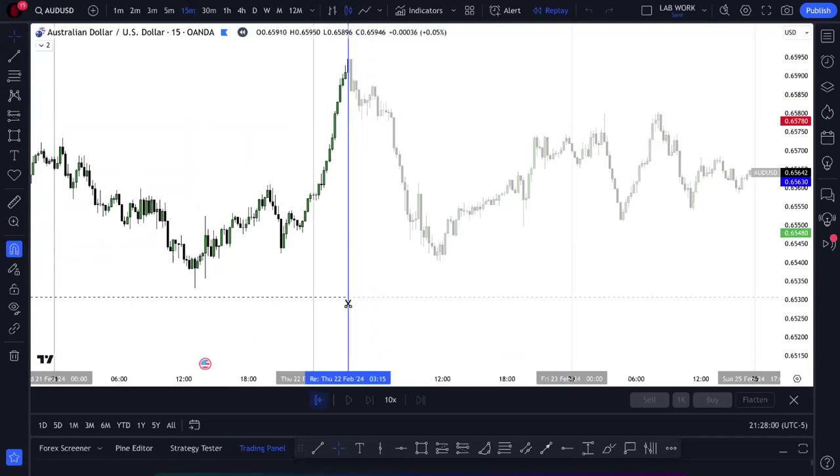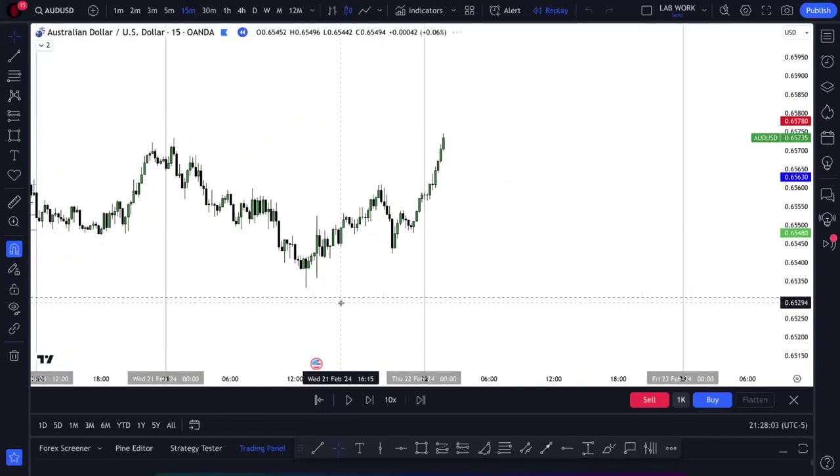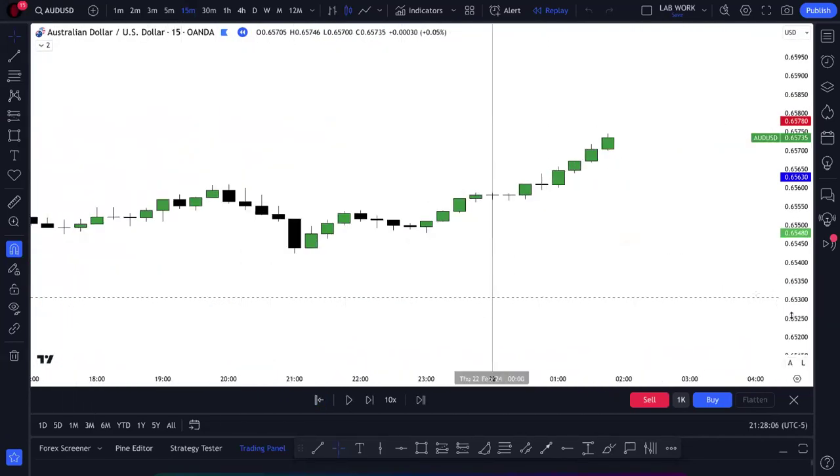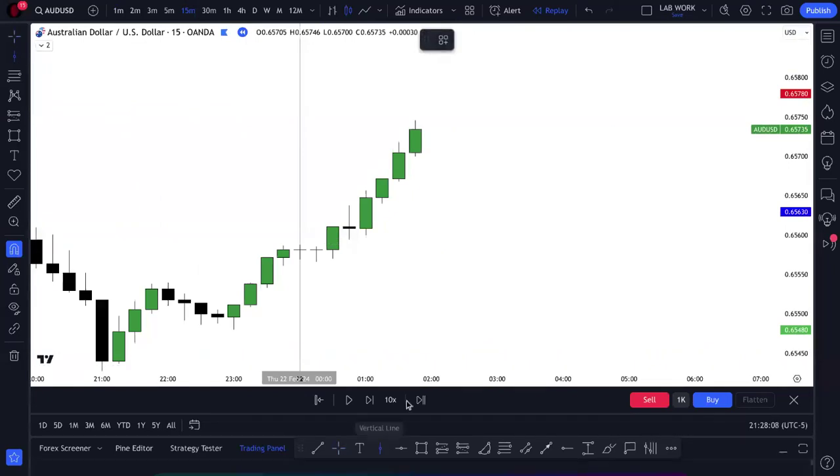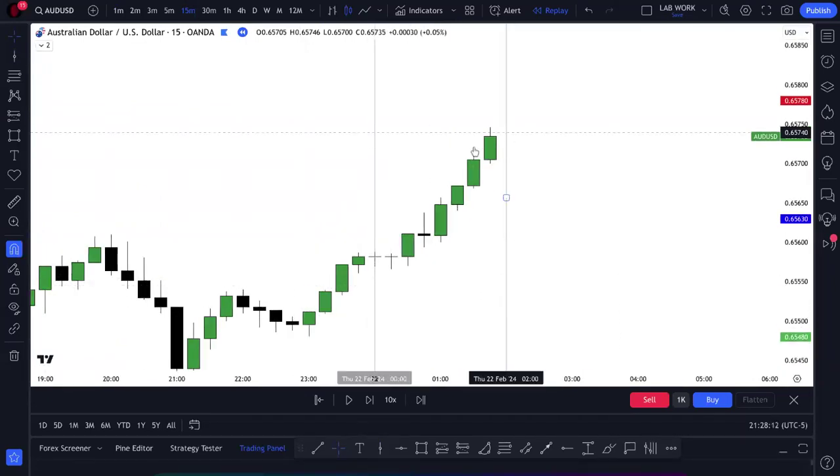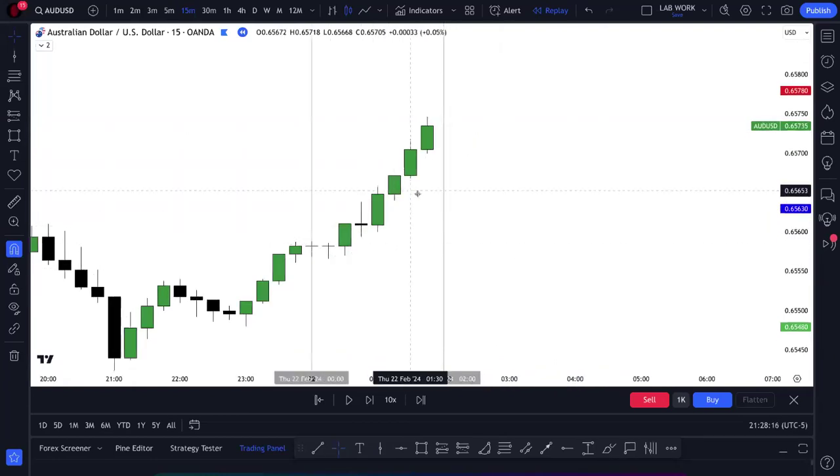Thursday's a London model, so we're going to go to 2 a.m. right here. So right here is our liquidity pool. Yes, it's not consolidating, but we're still going to use it, regardless of it not consolidating. It is ideal to see it consolidate because we like to see the market consolidate.